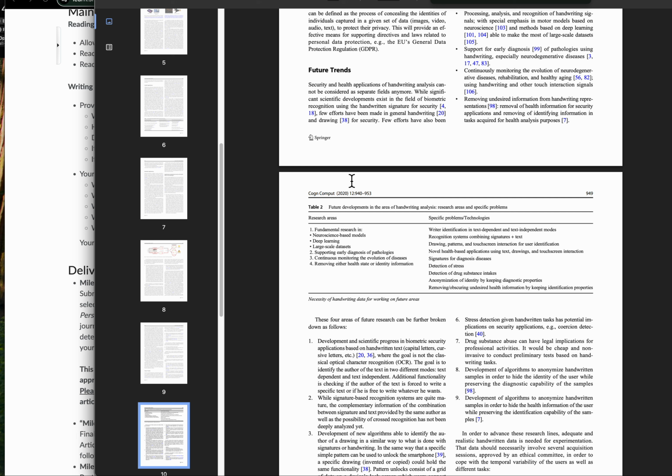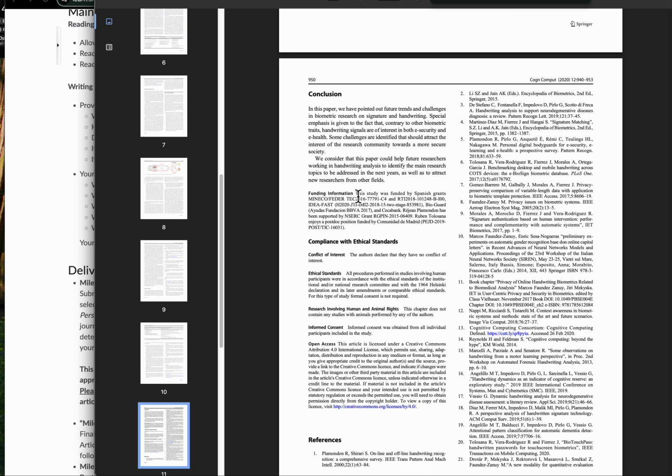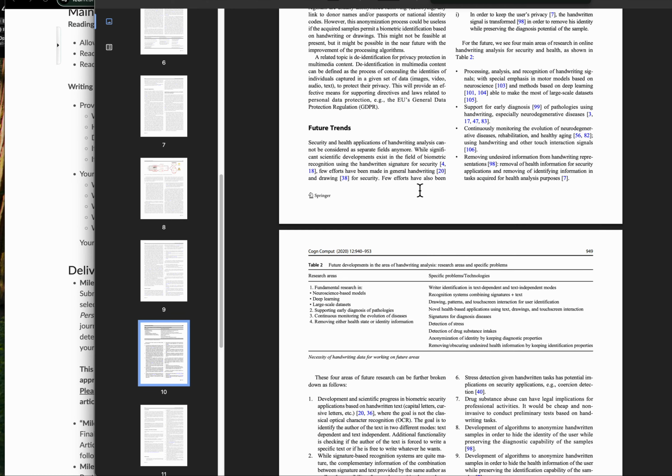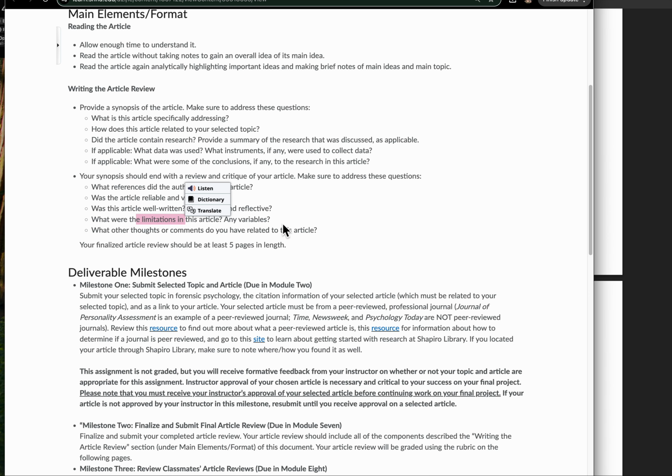I wish I had one that had limitations, because most of the time that's in one of the very last paragraphs. And most of the time, see how this says future trends? Your article should say limitations. Oh, here maybe, in the conclusion it says some challenges are identified, maybe. So that could be a limitation. But most of the time, I swear, if you do a Control F, you should be able to find a limitation, or feel free to say it didn't say specific limitations.